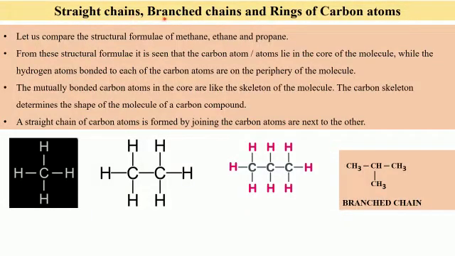Straight chains, branched chains, and rings of carbon atoms. Let us compare the structural formulae of methane, ethane, and propane. So these three structures are given to you. Methane, this is ethane, and this is propane. This is CH4, this is C2H6, and this is C3H8.